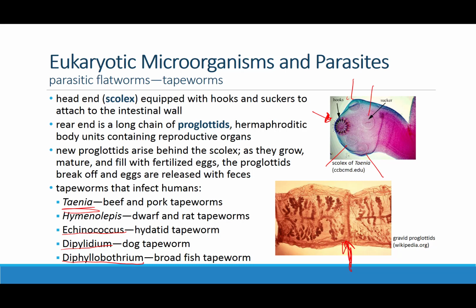Dipylidium, sorry about that, is the dog tapeworm, and Diphyllobothrium is the broad fish tapeworm. So all 5 of these are important as potential parasites for humans. And you can see that some of them are fish tapeworms, some are dog, and other mammal tapeworms.